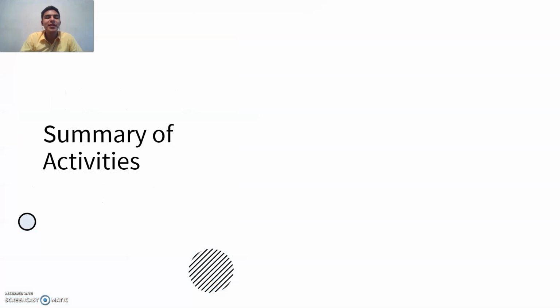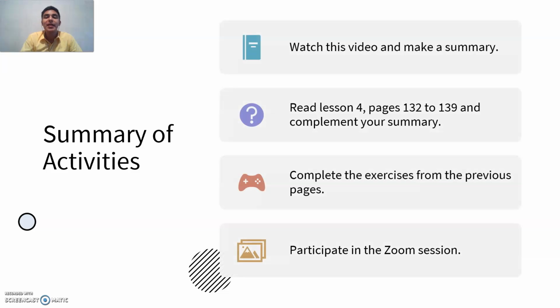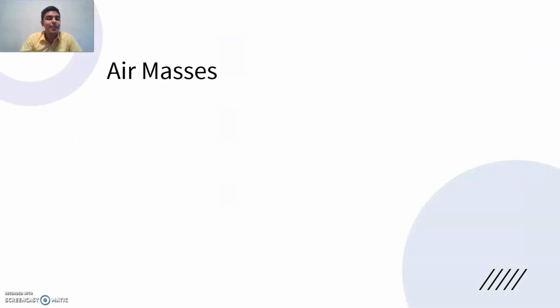Now let's go with a summary of activities. You need to watch this video and make a summary, of course, and read lesson number 4, pages 132 to 139 and complement your summary. Complete the exercises from the previous pages, and once you are done, participate in the Zoom session. Okay? Those are the activities for today. So let's go ahead and start with our topic right now.